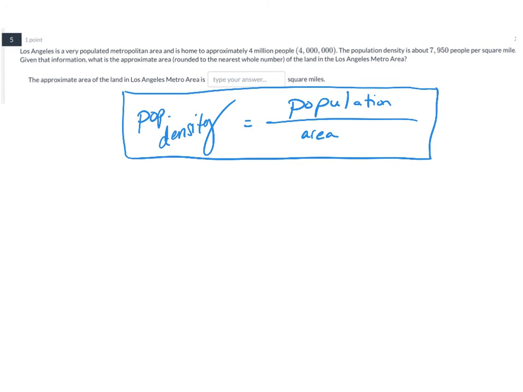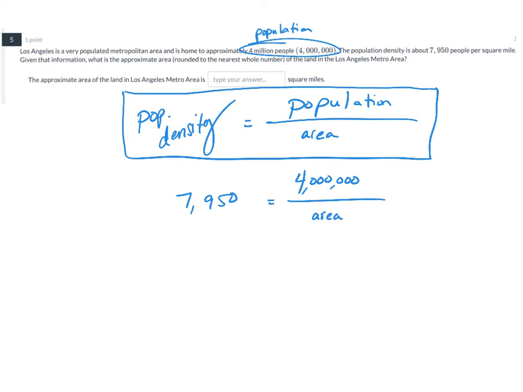Let's plug in the missing pieces. Actually, let's plug in the pieces that aren't missing. That makes way more sense. This is the population. 4 million people. So I've got 4 million, lots of zeros, people. The population density is about 7,950 people per square mile. And we want to know what the missing piece is, the area.